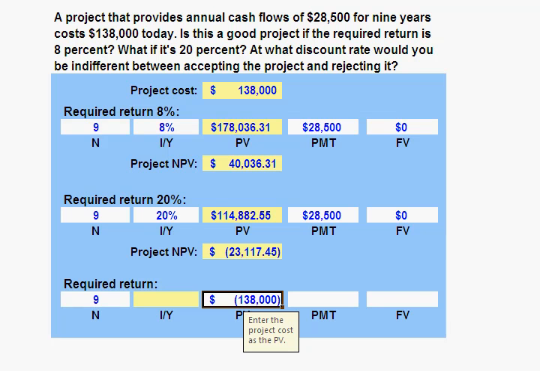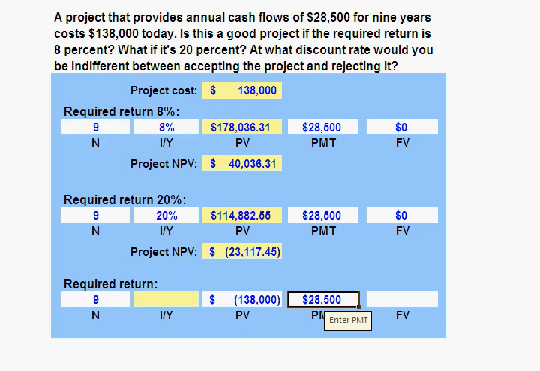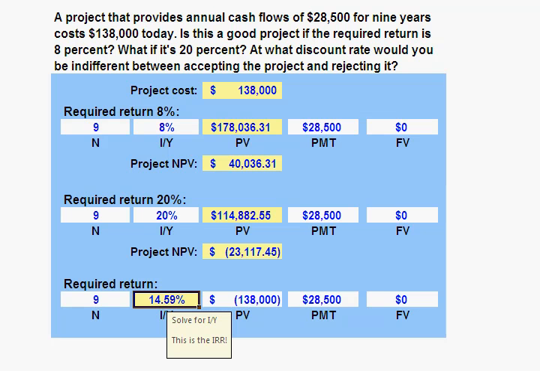The project was going to have a $28,500 a year operating cash flow, so enter that as the payment. And again, we'll enter 0 as the future value. Finally, we will solve for the interest rate. When we solve for the interest rate, we get 14.59%. This is the project's internal rate of return.